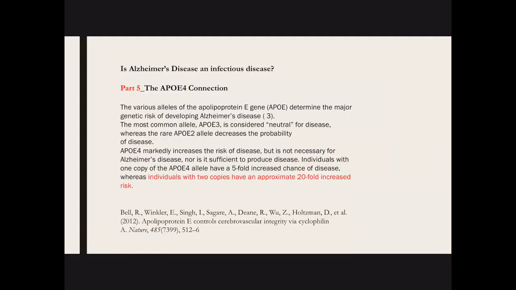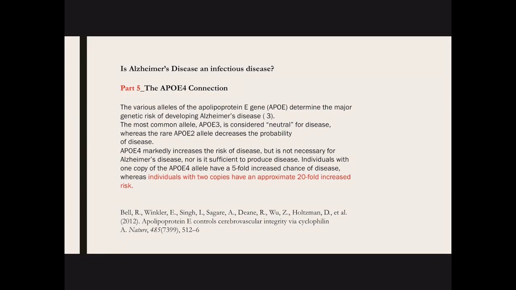One final corollary to all of this is the ApoE4 connection. Now ApoE4 is one of the alleles of the apolipoprotein E gene. We all have this gene. It's an essential protein in the trafficking of lipids, cholesterol, and others. There are a number of alleles, namely 4.